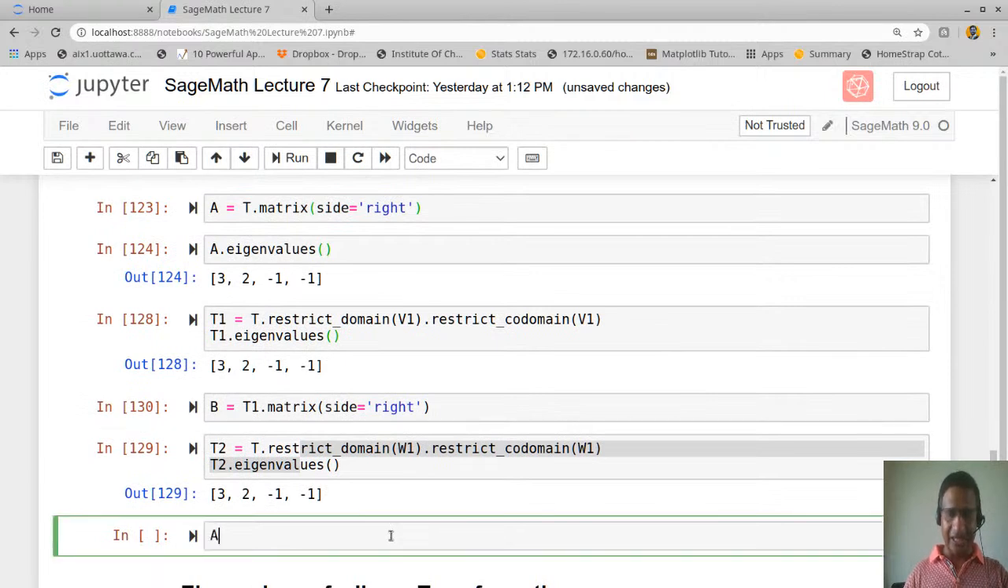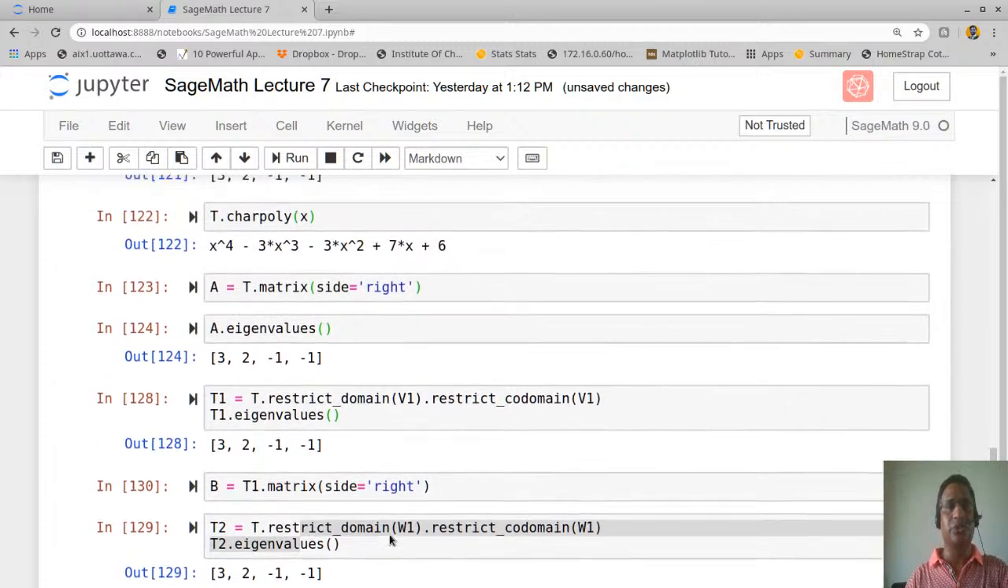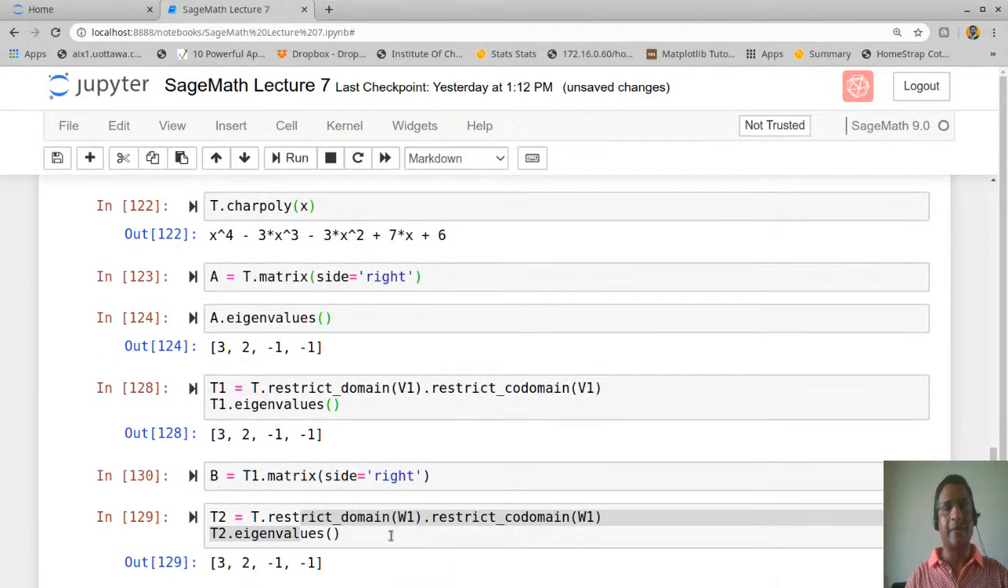So let us check. A is similar to B. The answer is true. A and B are similar matrices, therefore they will have the same eigenvalues. Okay, right. So this is how you can do various concepts related to linear transformation. It is very easy to define a linear transformation and find out various concepts related to that.